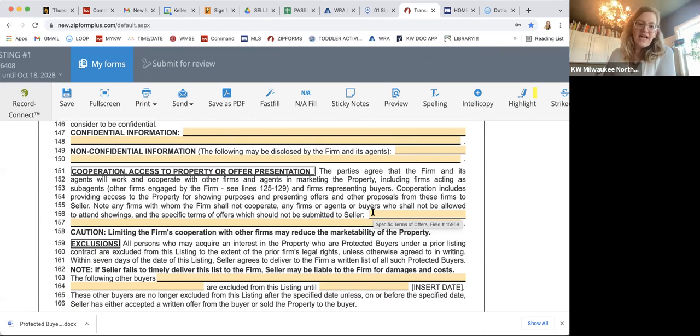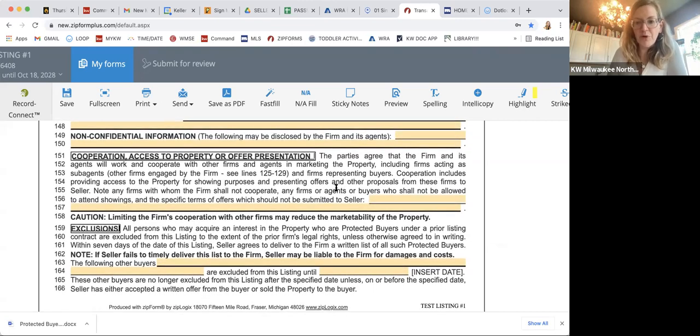Yeah. Lines 151 to 156. So this is a provision for the seller. Parties agree that the firm and its agents will work and cooperate with other firms and agents in marketing the property, including firms acting as subagents. Cooperation includes providing access to the property for showing and presenting offers and other proposals. So this is just for the seller to let them know that you're agreeing to make sure that we can proceed with our marketing efforts. So we need to let people in. That includes showings and inspectors, of course.